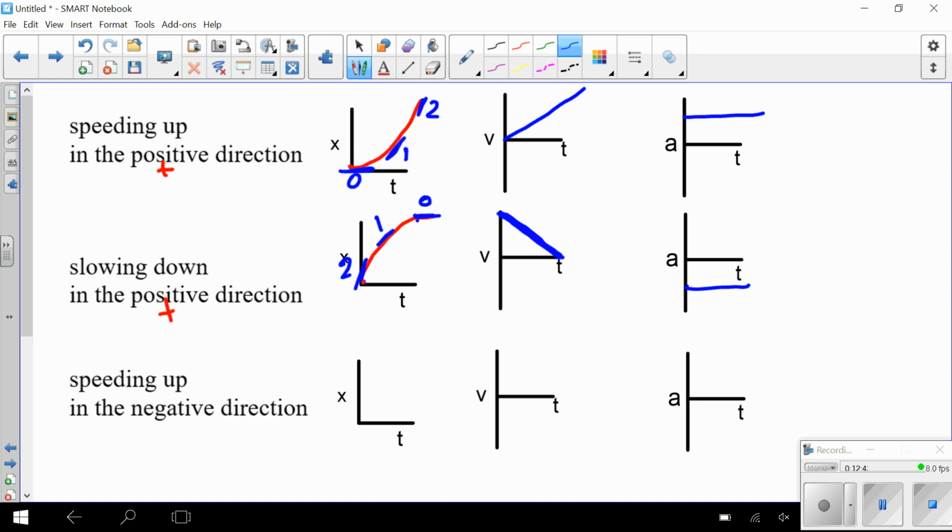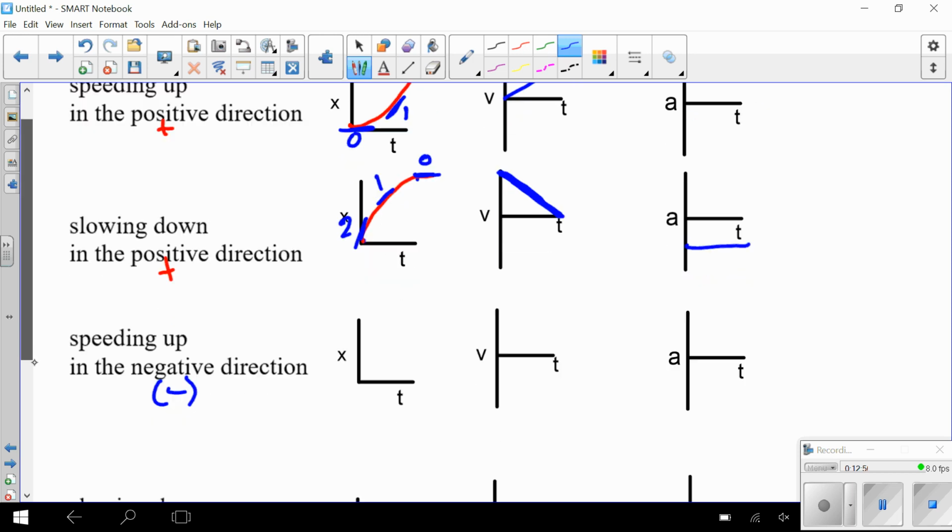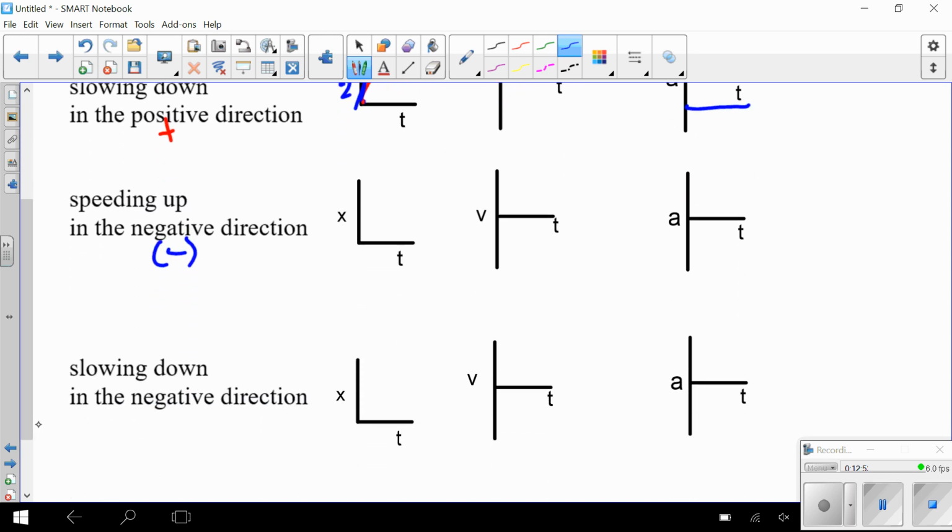Okay, for the next two graphs, we're going to be speeding up in the negative direction. What does that look like? If we're headed in the negative direction, we're going to start away from 0 and head towards 0. If we're speeding up, that means our position is going to change more and more as we go through time. And so this is speeding up in the negative direction.